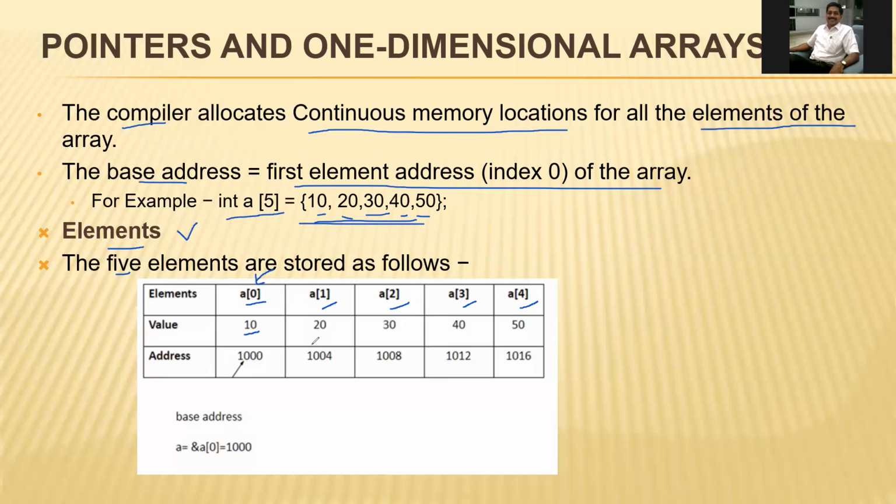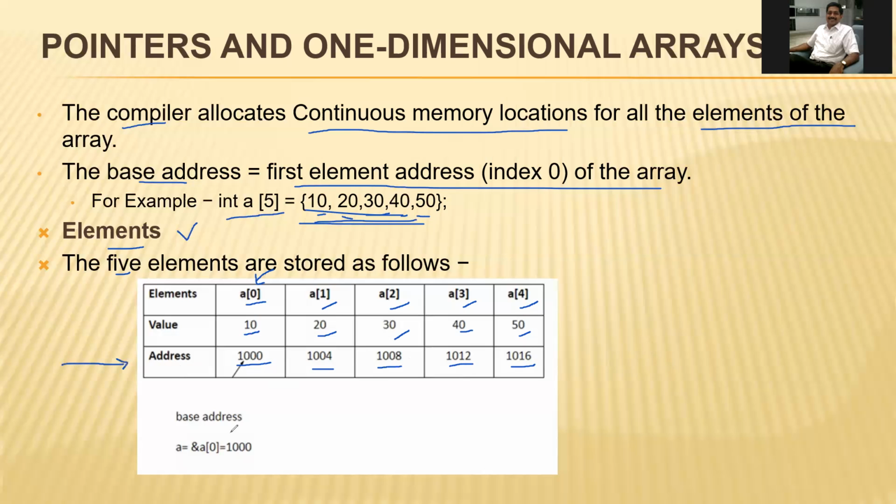Now, what are the values? 10, 20, 30, 40, and 50. And where are these values stored? 10, 20, 30, 40, 50, those are the elements of this array. Those are stored at addresses. For example, the first address is 1000, second 1004, third is 1008, next is 1012, and next is 1016. Those are actually stored on these addresses.